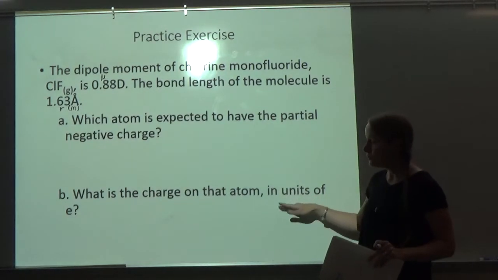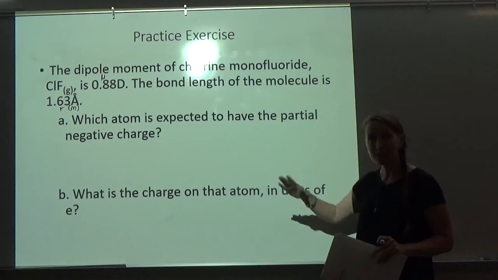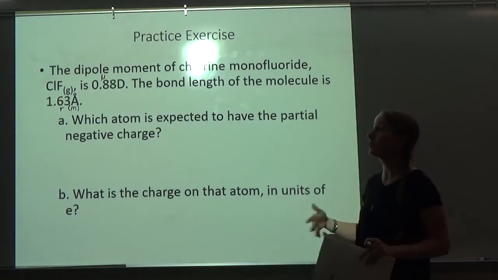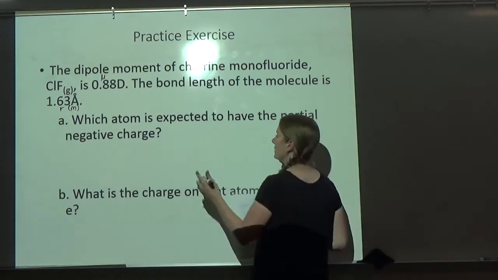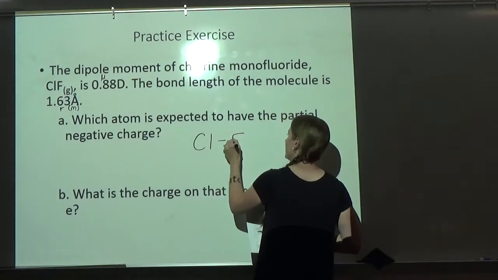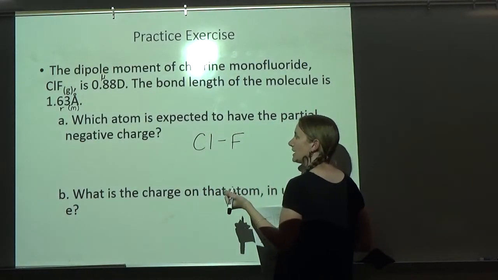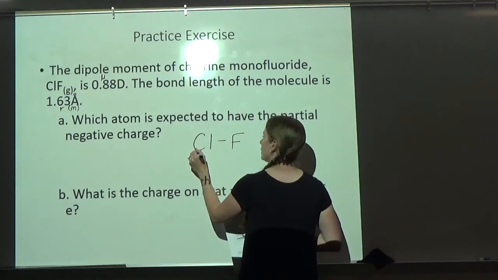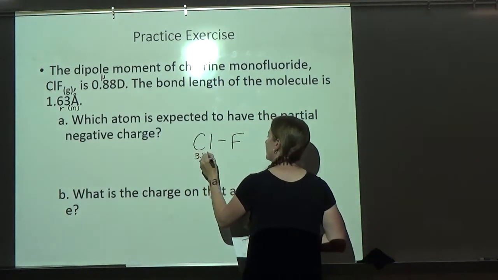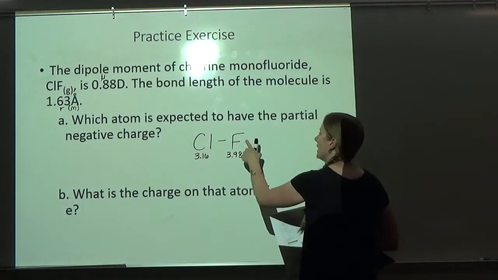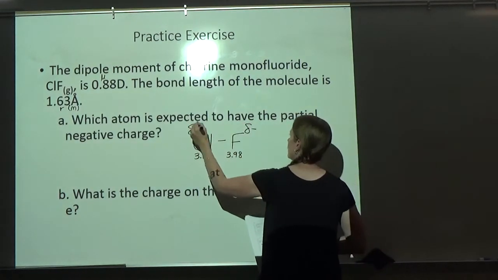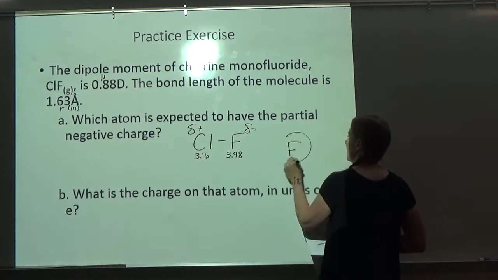So in other words, you are doing what we just did on the previous slide for part B right here. You're kind of working backwards. Okay, so first let's do this part, because this part's super easy. All right, so we have ClF. So we just need to look at our electronegativity values. So Cl is 3.16, F is 3.98. So F would have the partial negative charge. So it would be F for that one.